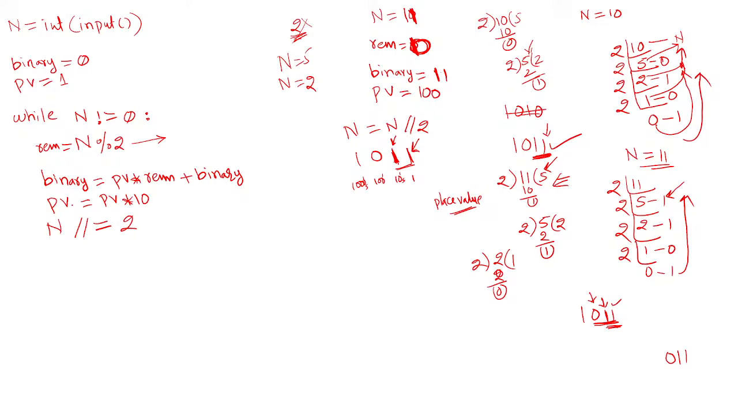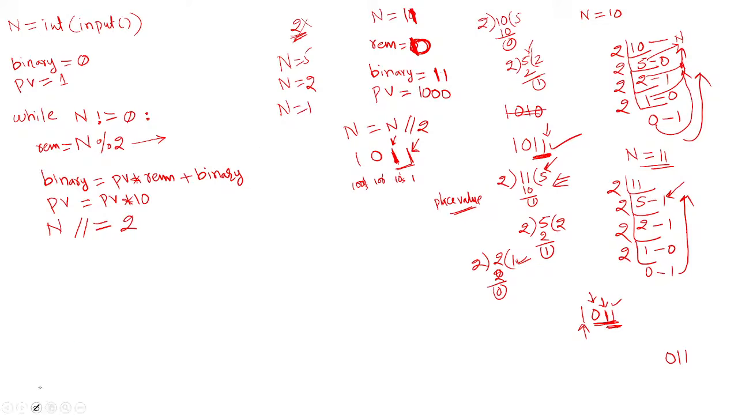Got it? Okay, so now we need to work for the next digit. That means you need to increment the place value by 10. So place value into 10. 100 into 10, it becomes 1000. Next digit is in thousands place. Then reduce n, so divide n with 2. What is the quotient you are getting? Sorry, 1 you are getting as quotient. So n value now becomes 1 here.